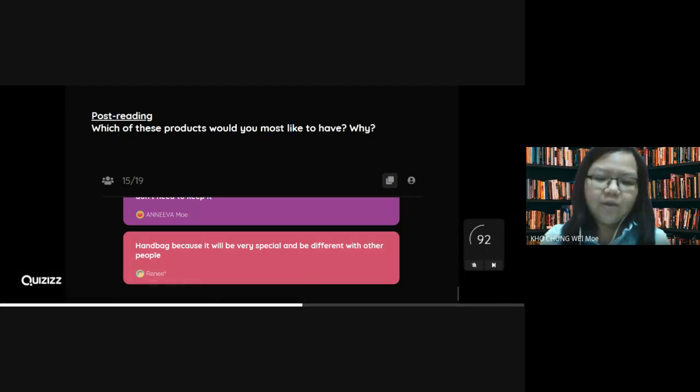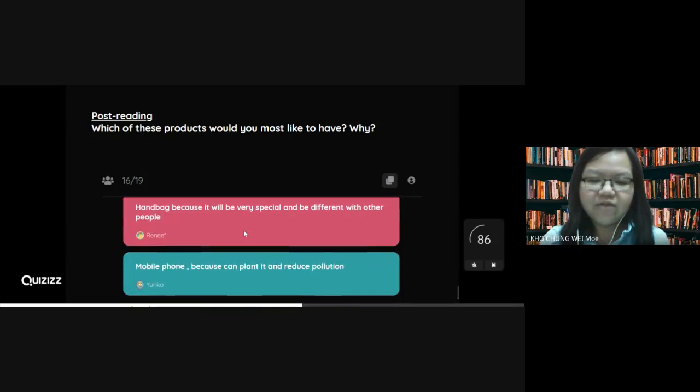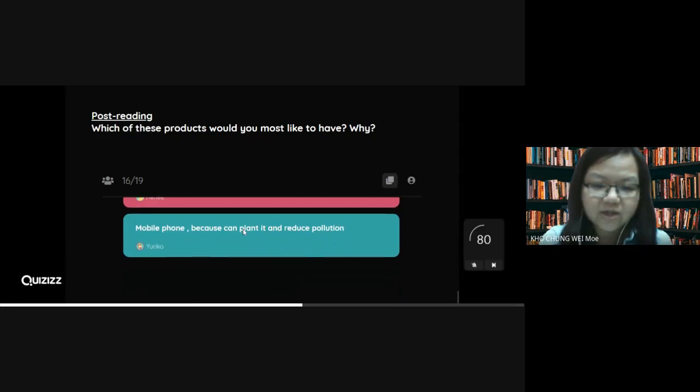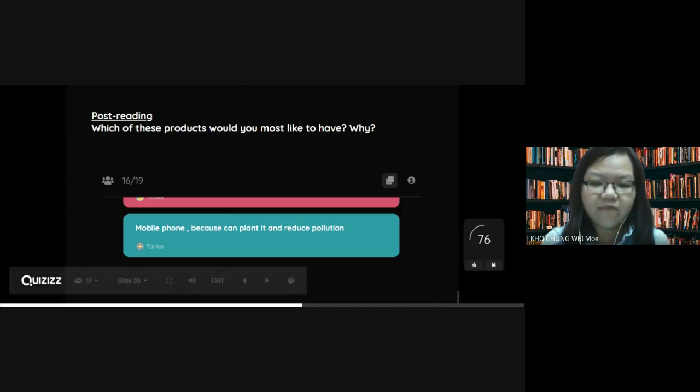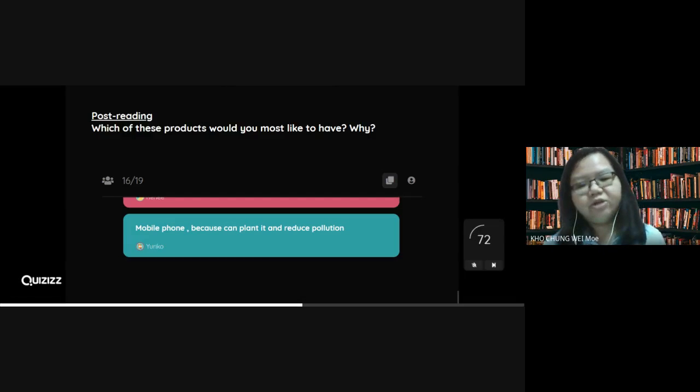Right, the handbag is special and it is unique. A better word for you would be the word unique, U-N-I-Q-U-E. Right, unique means different from other people. Mobile phone, because you can plant it and reduce pollution. That's right, you recall. The mobile phone that is eco-friendly can be planted and reduce pollution. That's right. Okay, any more responses?